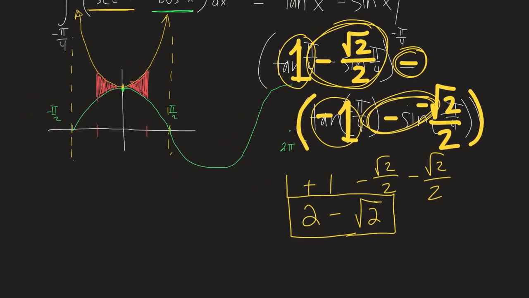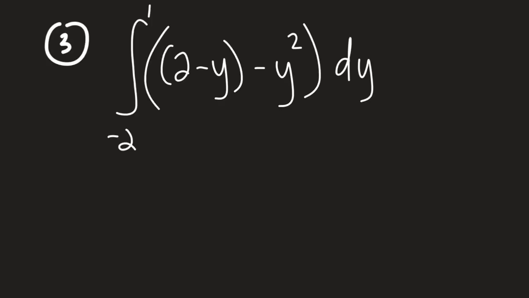So let's change it up a little bit and look at what happens when we have a y function type of an equation. Here we have a couple of y functions, right? We have a 2 minus y, linear type y function. We have a minus y squared, which is a quadratic type y function. And of course it is dy. That's the variable we're taking the derivative with respect to, the anti.